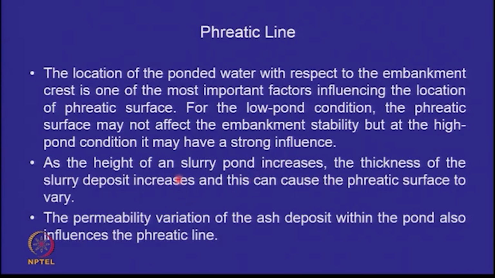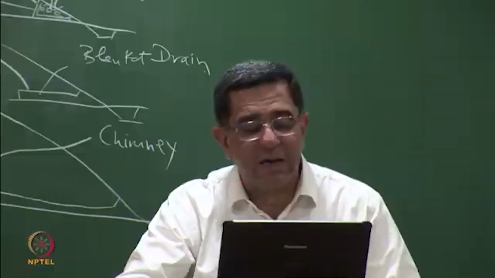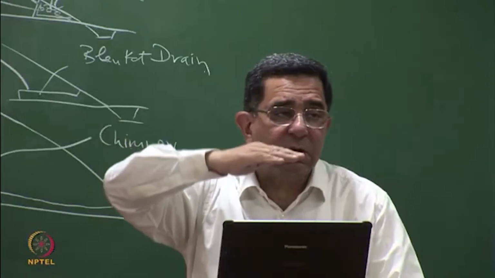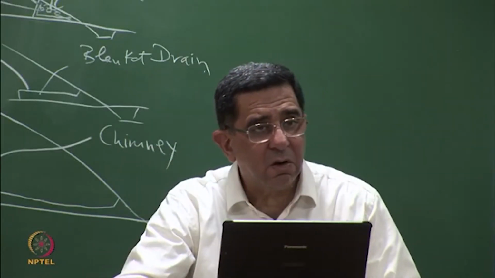And the other thing is, as the height of the slurry pond increases, the thickness of the deposit increases and the phreatic surface also goes higher and higher, the pressures build up. And lastly, an important aspect is the permeability of the ash deposit within the ash pond also influences the phreatic line, because ash is deposited in layers, so which permeability is higher, horizontal or vertical?